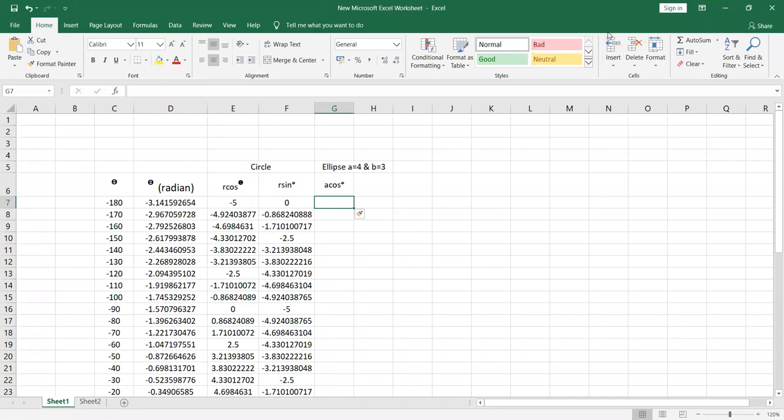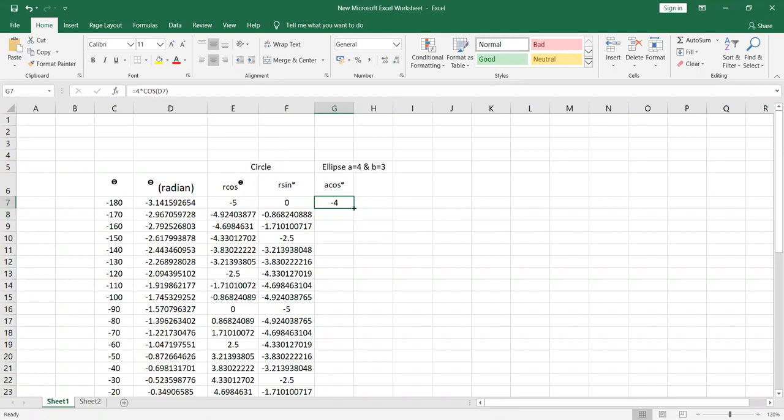In this case, a is 4. So here we have to use is equal to 4 into cos. The cos function will appear here. Double click on this, select the number in radian, close the bracket, and enter. So we know that cos 180 is -1, -1 into 4 is -4, like this.